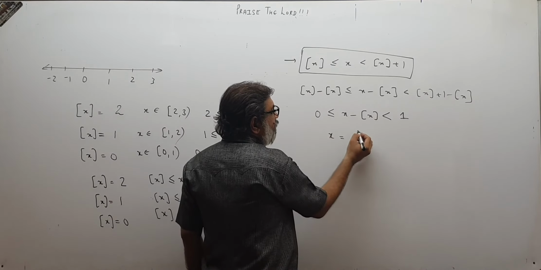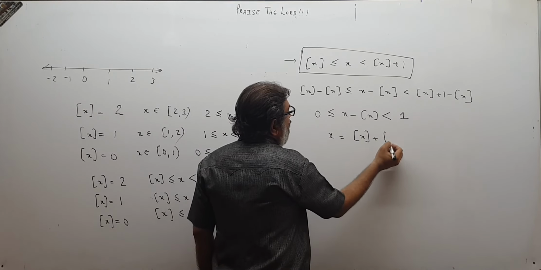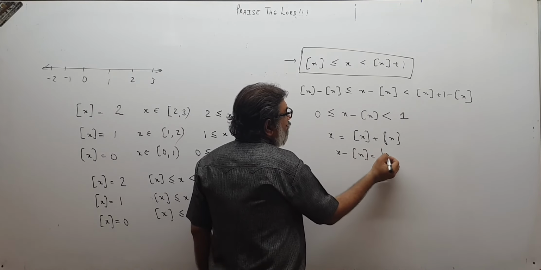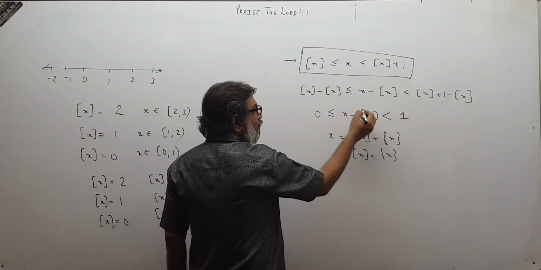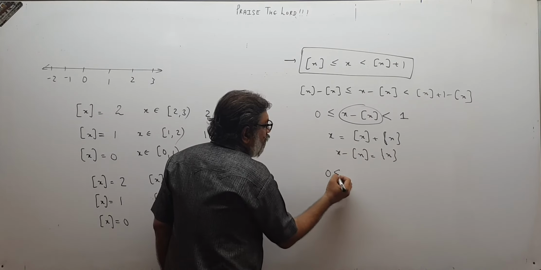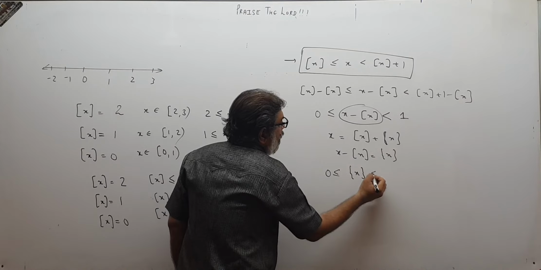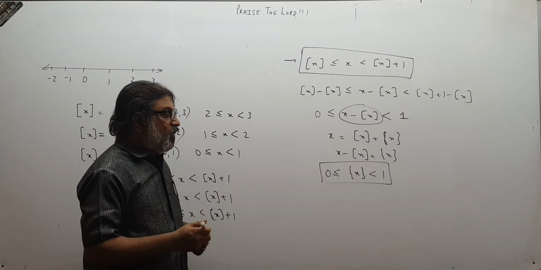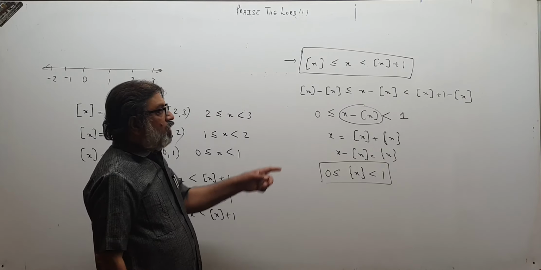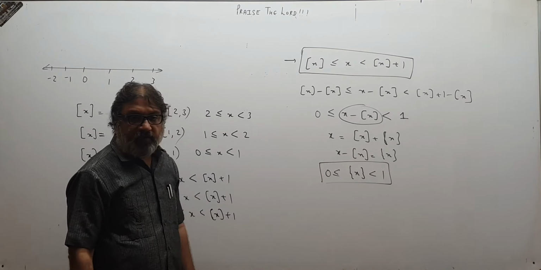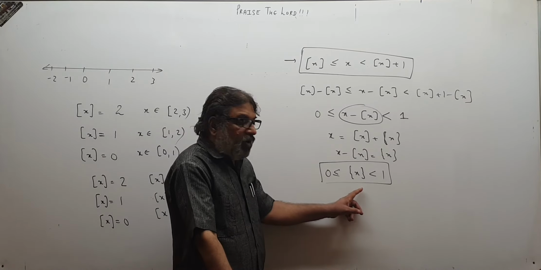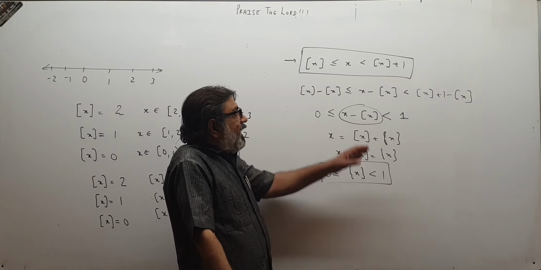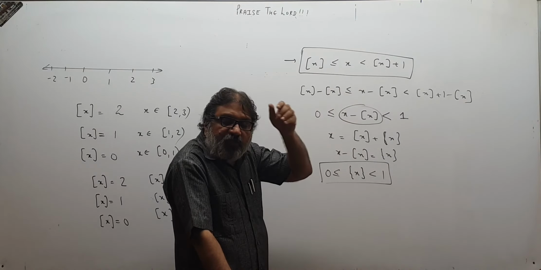And children, we know x is integer part of x plus fractional part of x. So x minus integer x will be fractional part of x. Therefore 0 less than or equal to fractional part of x less than 1. So fractional part of x is always between 0 and 1, including 0 but not 1. So two important properties we have seen. Fractional part of x will always be between 0 and 1, not 1 but 0 can be included. And x will always be between integer x and integer x plus 1, please understand.